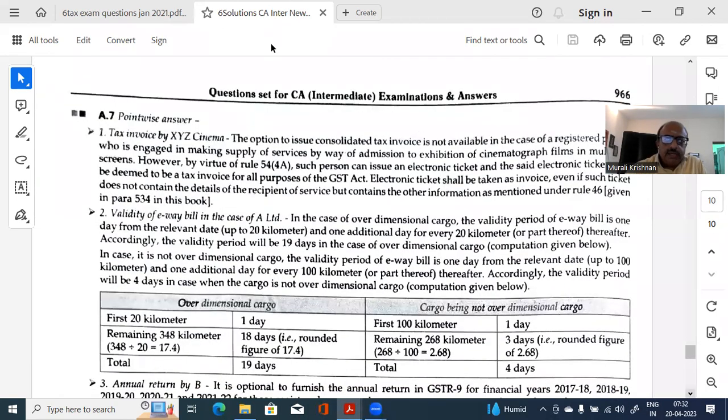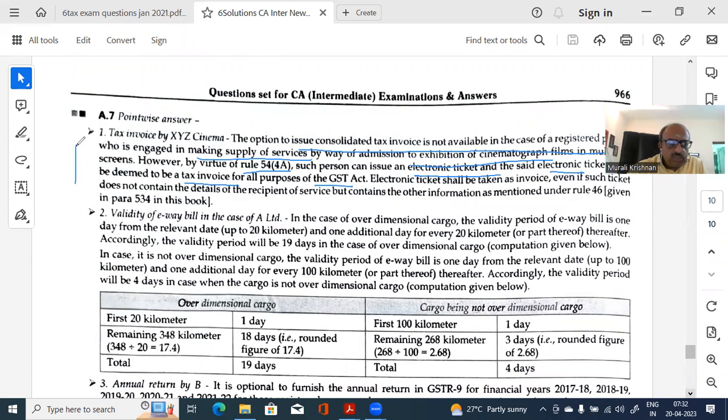This is the answer. So option to issue consolidated invoice not available in case of registered person who is engaged in making services by way of exhibition or similar. So he cannot do it. However, by virtue of 54.4a, such person can issue an electronic ticket and the said ticket can be taken as a deemed tax invoice for the purpose of GST.